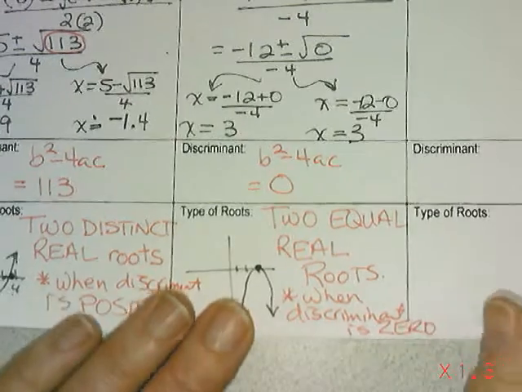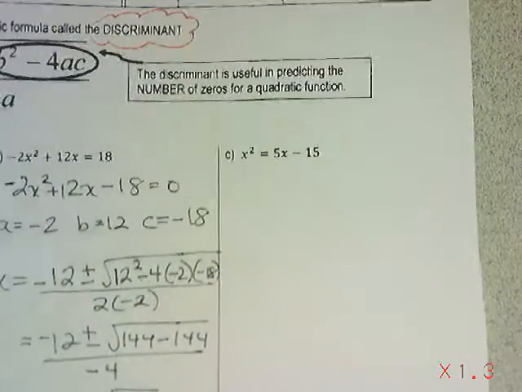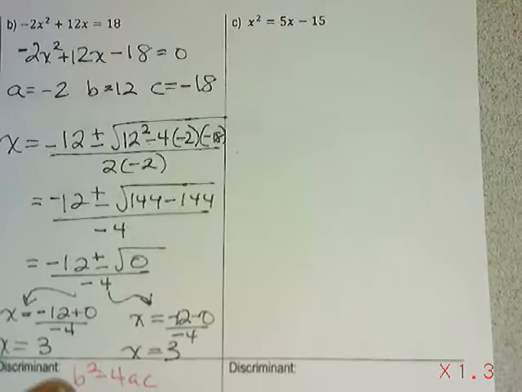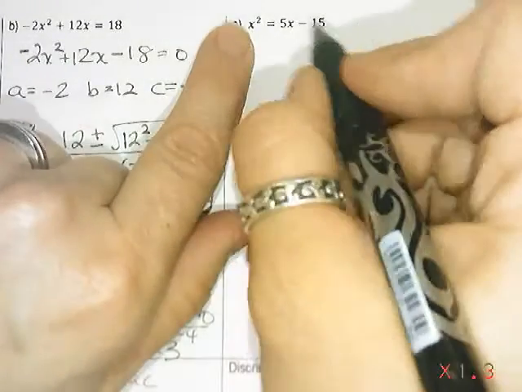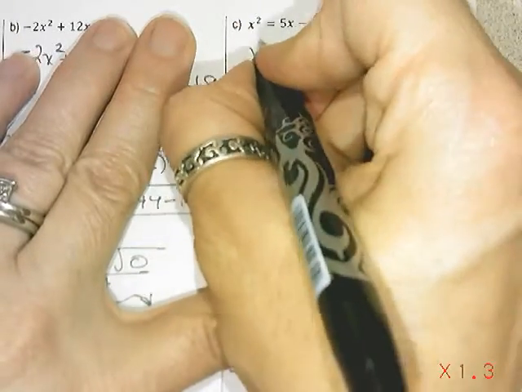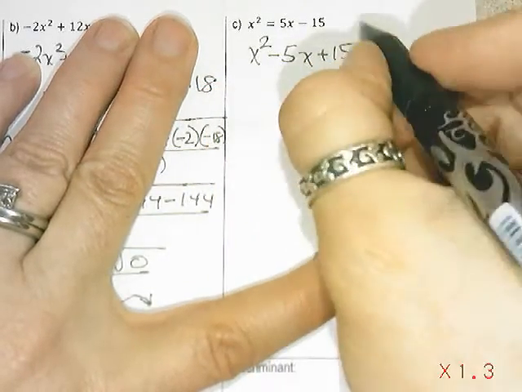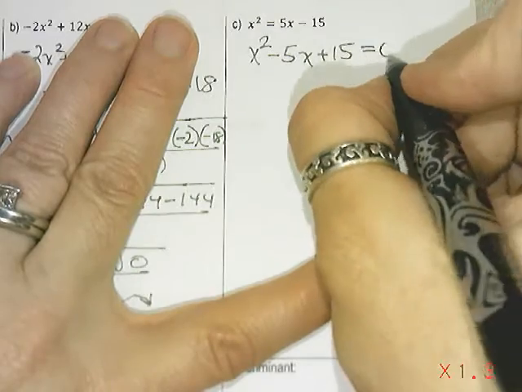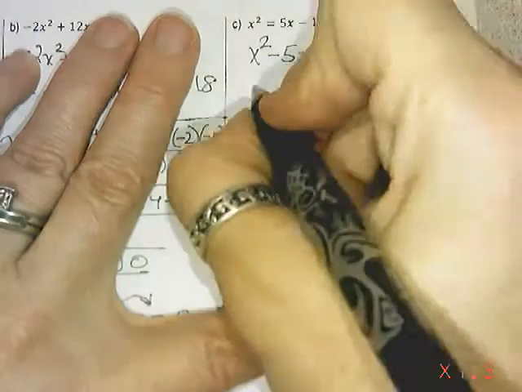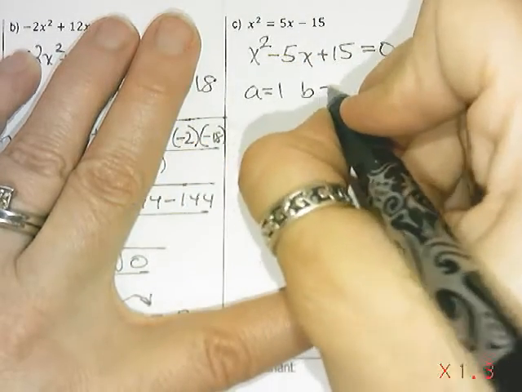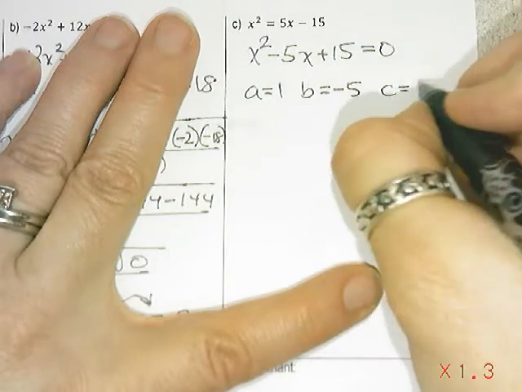All right, last one. I bet you can probably figure out what's going to come next. Let's bring my 5x and my negative 15 over, so I have my expression all on one side of my equation. Subtract 5x and add 15 to both sides of my equation. I have an a value of 1, a b value of negative 5, and a c value of 15.